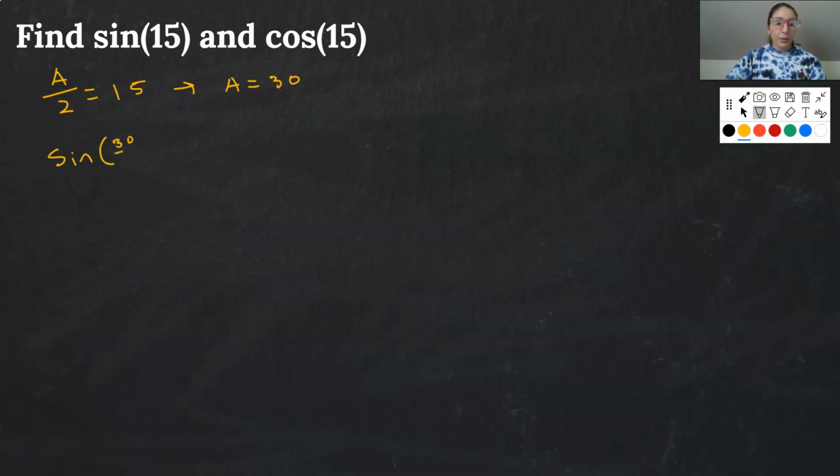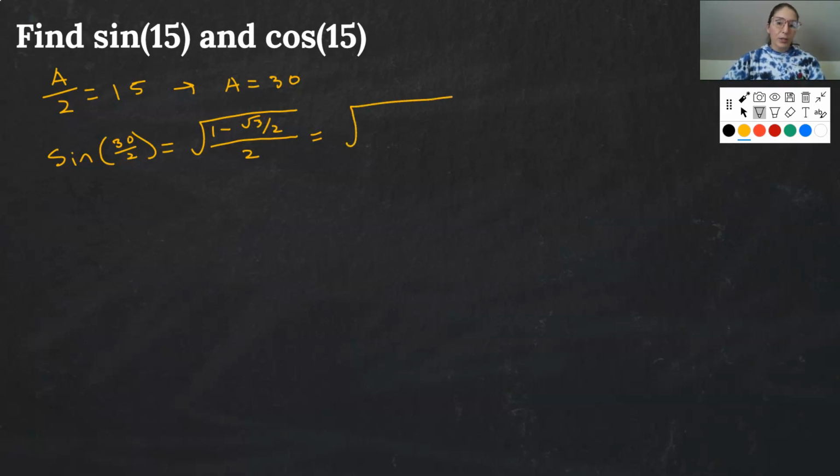So sine of 30 over 2 equals, so now 30 is my A. Everywhere I see an A in my formula, I'm going to use 30. I am doing 15 degrees, which is in quadrant 1, which means sine is positive, so I'm going to use the positive version: square root of 1 minus cosine of A. What is cosine of 30? Root 3 over 2, all over 2. Now let's get busy with some arithmetic here.